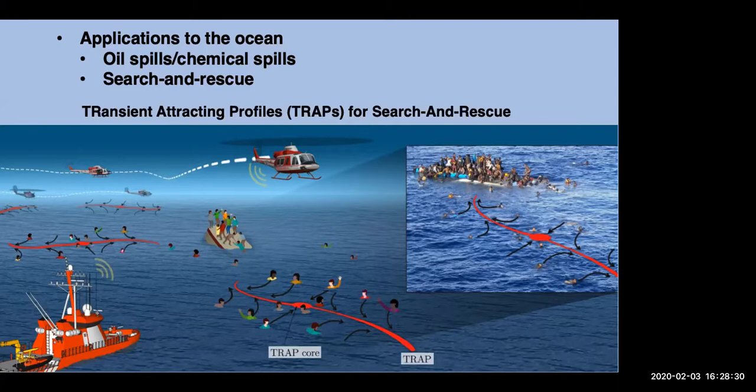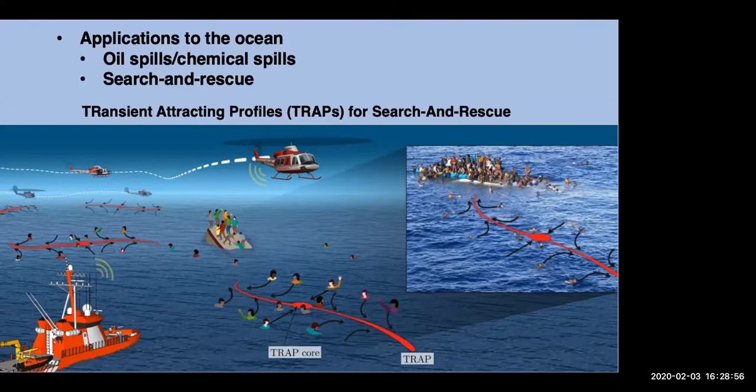So the idea is once people are in the water, they may get attracted to these. The surface of the ocean is 2D, so that means there are these curves that will be locally attracting. So we would expect people to be on these things. TRAPS, nice acronym. We don't know if there was really a trap here. This is just a schematic to give you an idea.